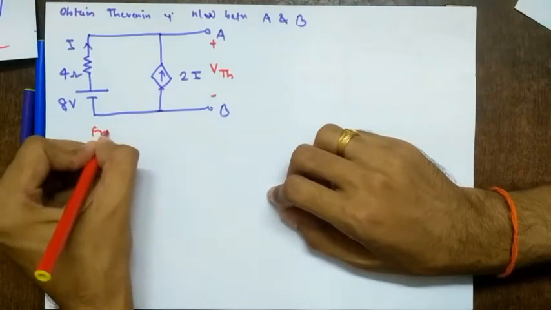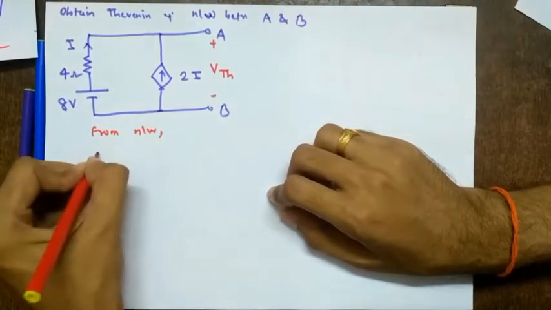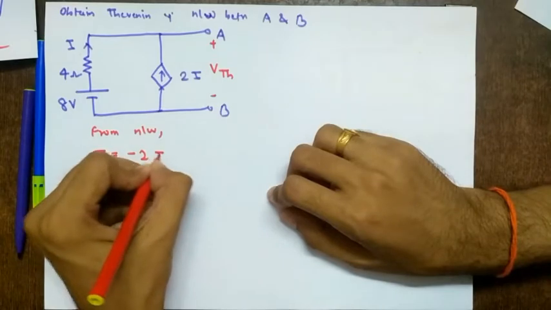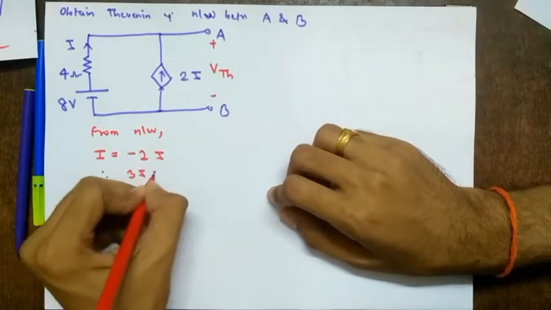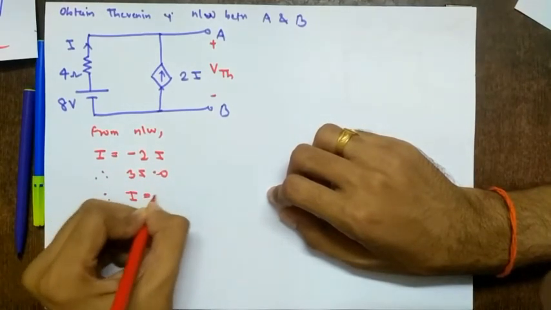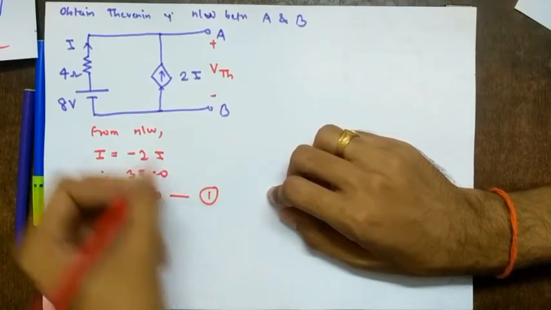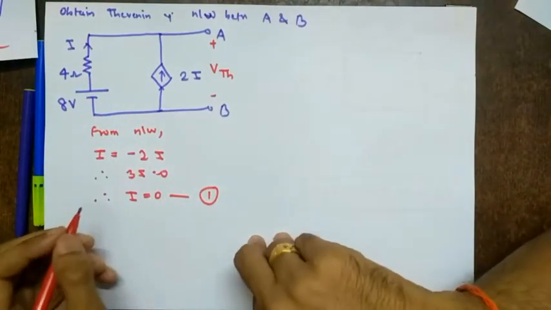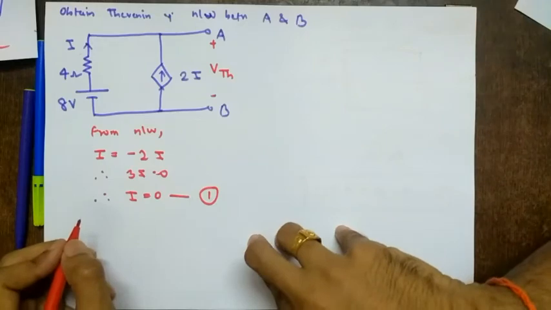So from the network, I equal to minus 2i. So what do you get? Therefore 3i equal to 0. Therefore I equal to 0. This is our first equation corresponding to the control variable. So what can we do? What do we have to find?